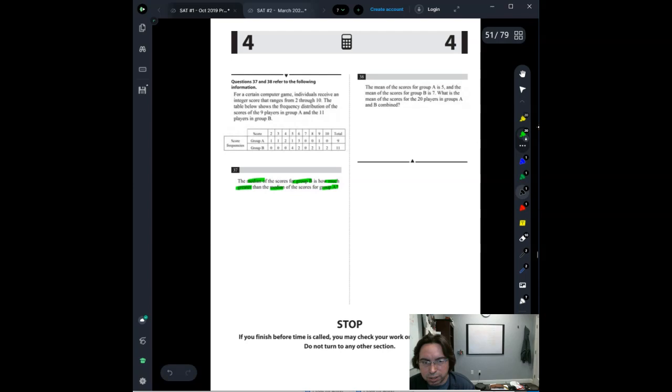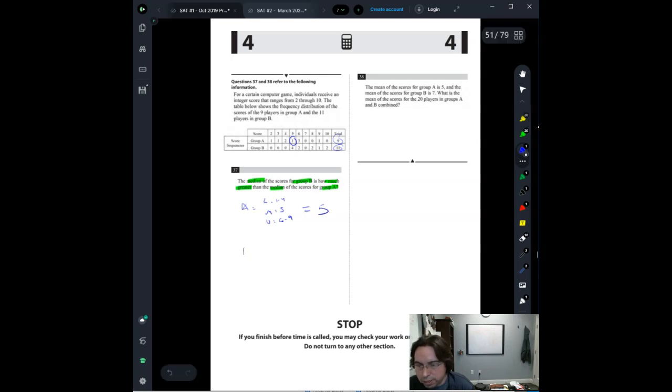Group A, we see, has 9 values there, right? Group B has 11. So A is going to be split up into the lower half, which is going to be 1 through 4, the median is going to be 5, and the upper is going to be 6 through 9. So number 5, we see the frequencies here. We've got 1, 2, 3, 4, 5. So that's where the median is. We see the median for A is 5.